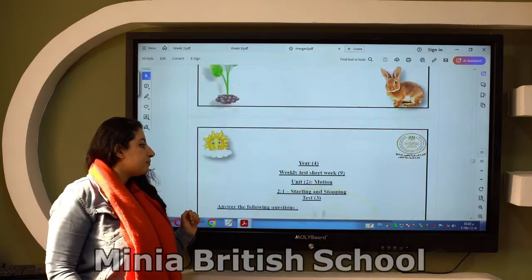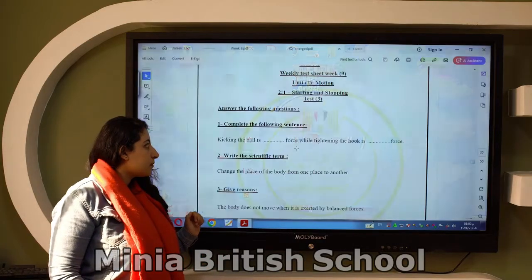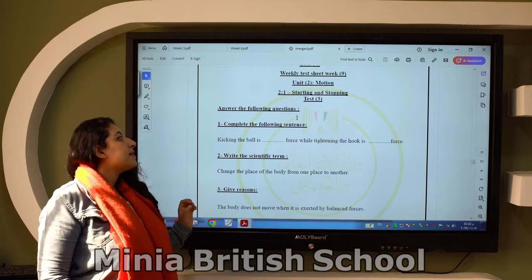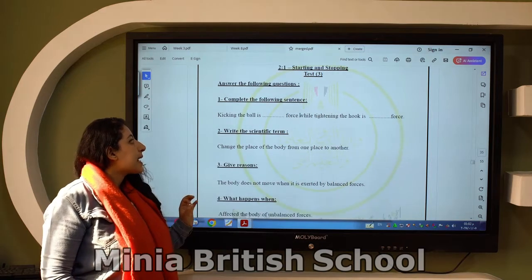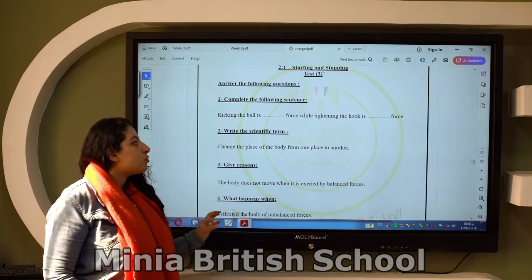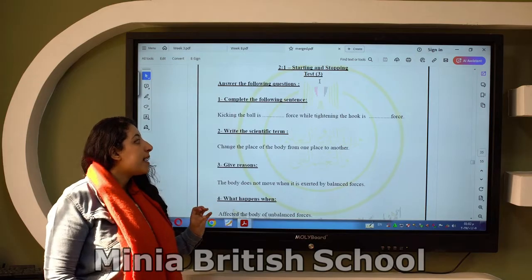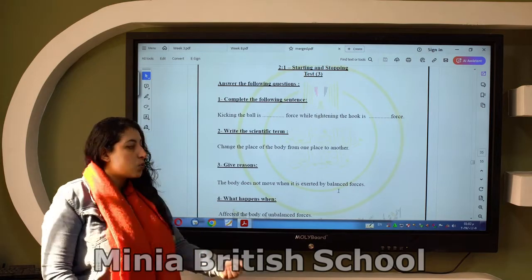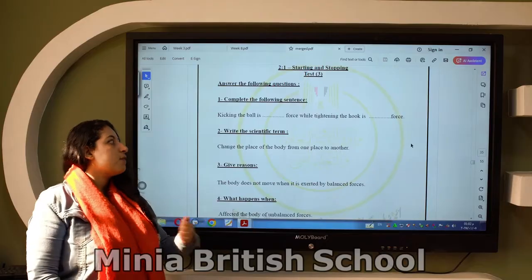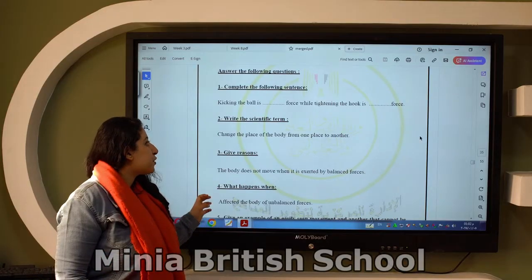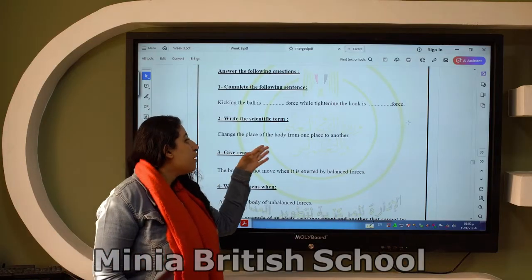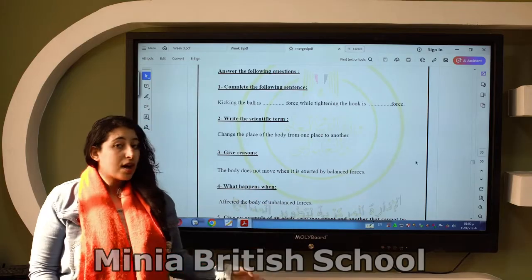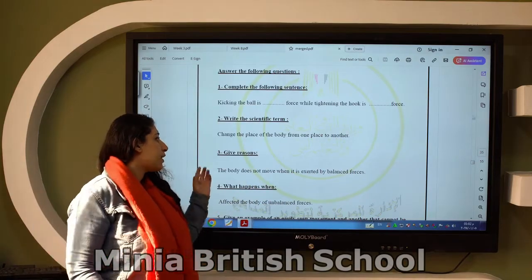Week 9, test 3. Complete. Kicking the ball is what force? Pushing force. While tightening the hook is what? Pulling force. Write the scientific term: it changes the place of the body from one place to another. It's motion.